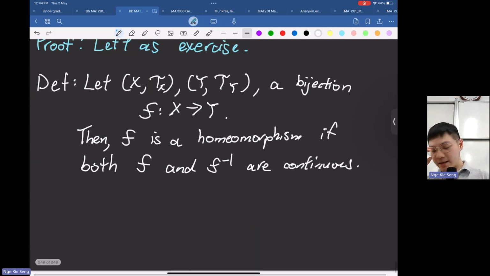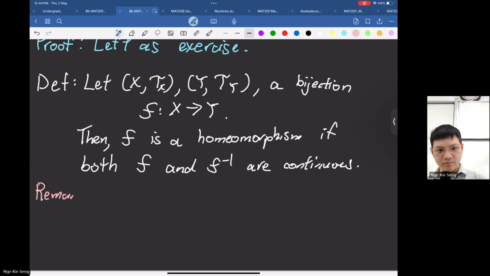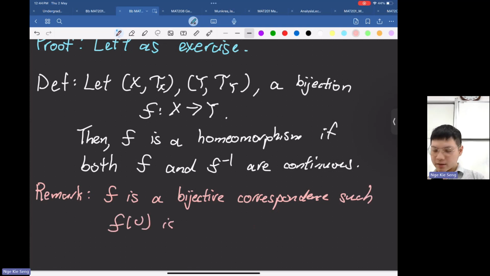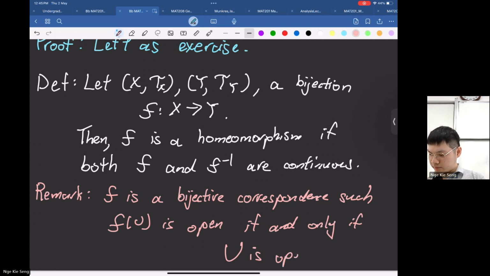So in this case, what does it say? We will say that f is a bijective correspondence such that f(U) is open if and only if U is open. So you send open sets to open sets. Just now we said that the pre-image of an open set is open, but now you are sending open sets to open sets, because the inverse function is also continuous.